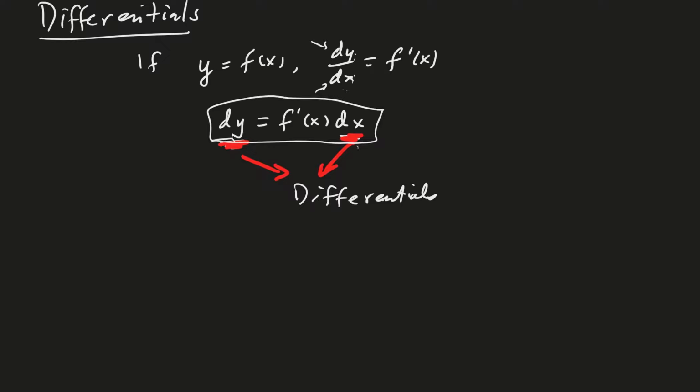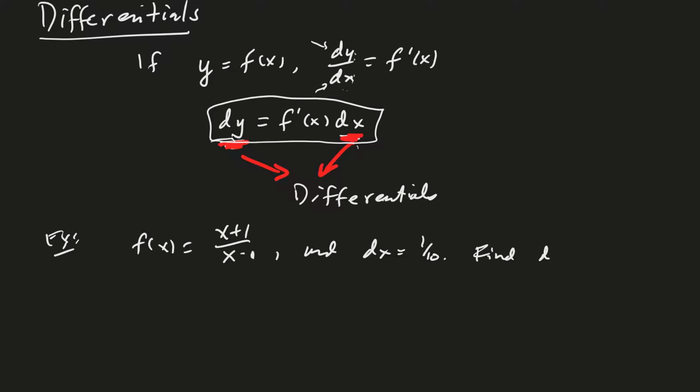So maybe we should have a quick example of that. Example: suppose that f of x equals x plus 1 over x minus 1. And we'll go ahead and say that dx is equal to 1/10. Find dy at x equals 2.